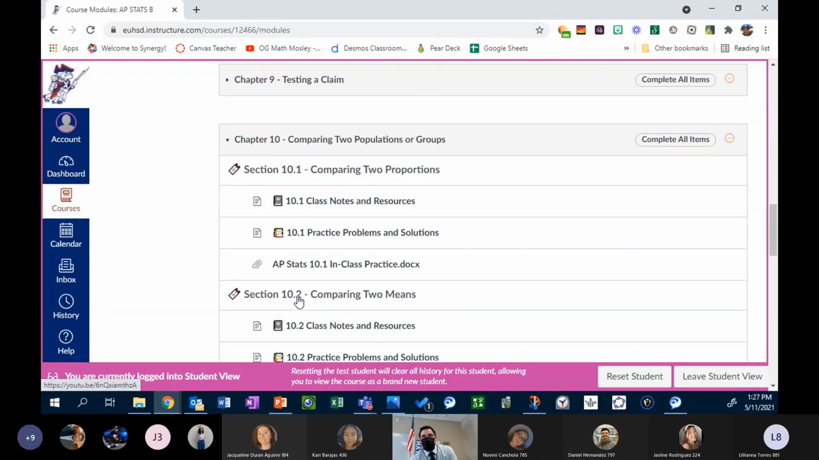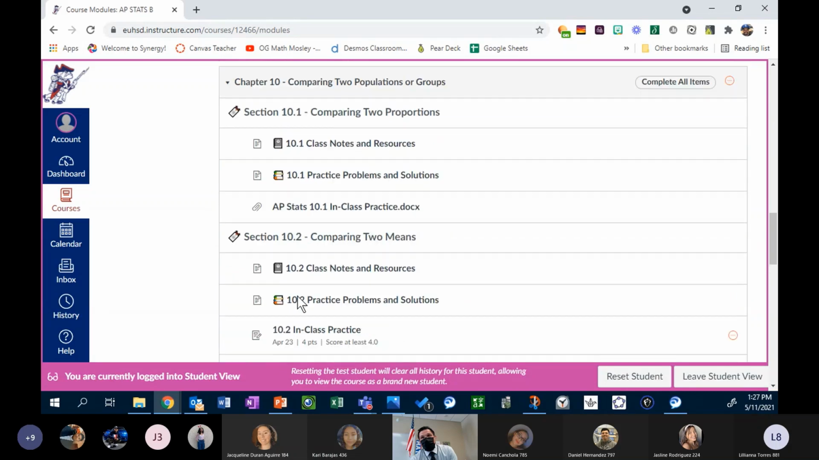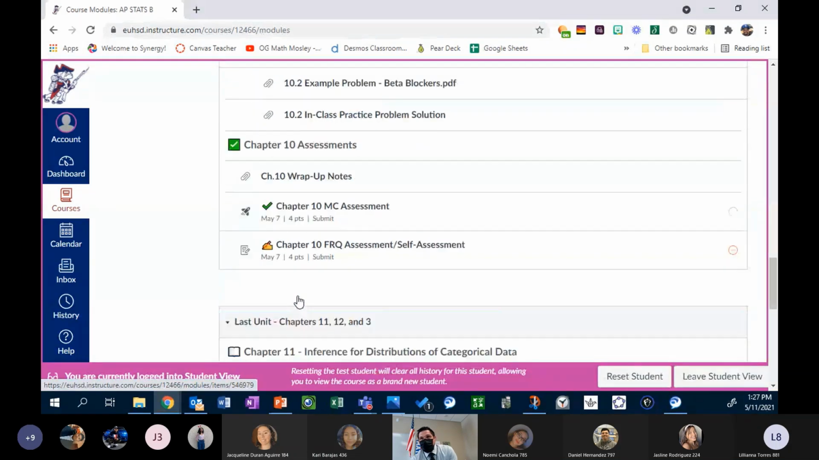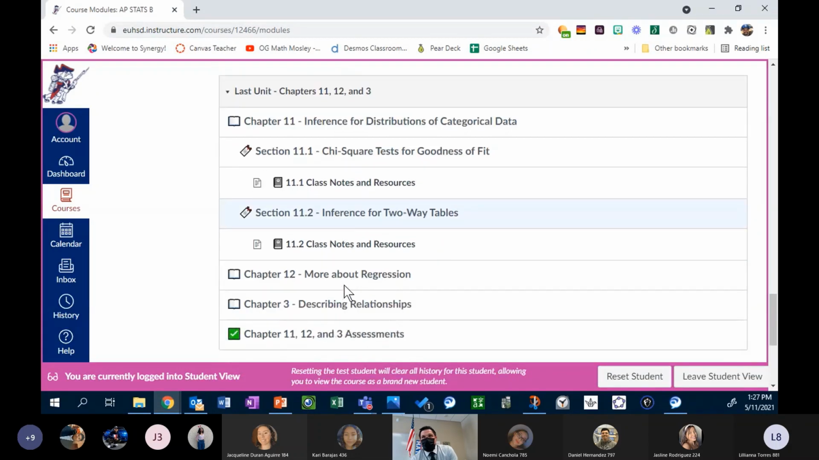Right, and then chapter 10, we've completed chapter 10, so that module's there. You should hopefully be working through the assessments. And then here we have essentially the last module. I'm combining chapters 11, 12, and 3, the 3 chapters we haven't done yet, into the final, last unit. So hopefully this works out as a positive thing.